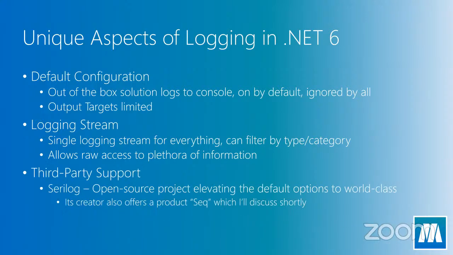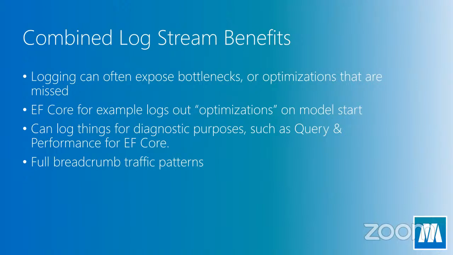Third-party support obviously is where we get into the real fun stuff, but what can we do with this combined log stream? What does it allow us to see of Microsoft's or of Entity Framework's that we don't necessarily see or care about? Well, we get to a place where we can utilize the logging to expose bottlenecks or optimizations. Two of my favorite examples are that Entity Framework Core, anytime your model is initialized, it logs out any optimizations as warnings or things that it thinks you should have done with your model. A great example is a decimal model field that doesn't have a precision and scale defined.